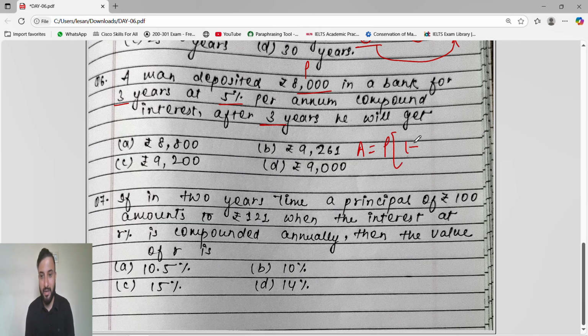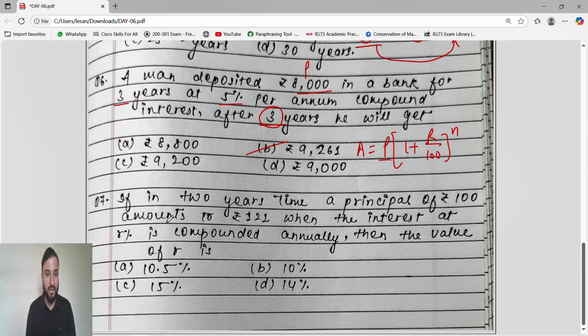The principal into 1 plus r by 100, whole power n. So r is 5, so 5 divided by 100, whatever you get, plus 1. You will get 1.05, power n is 3. So 1.05 into 1.05 into 1.05, you will get 1.157625, into the principal 8,000. You will get 9261. 9261 is the answer.